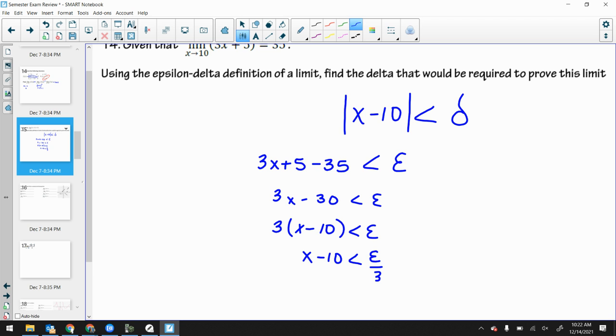So find the delta that would be required to prove this limit. So delta is, look at this statement and this statement. If x minus 10 is less than delta and x minus 10 is less than epsilon over 3, then delta is equivalent to epsilon over 3. So whatever I choose to be close enough for my epsilon, say I only wanted to be 0.1 away, then the x values that I would choose would have to be 0.1 divided by 3 away.